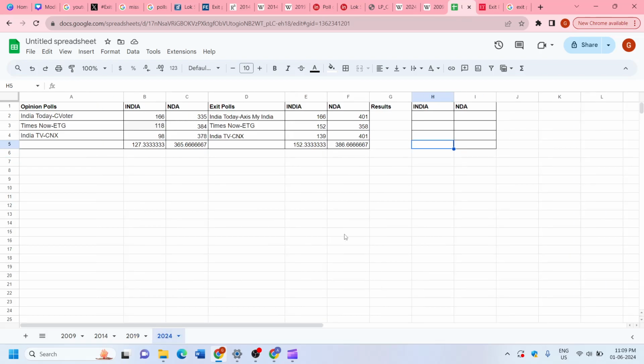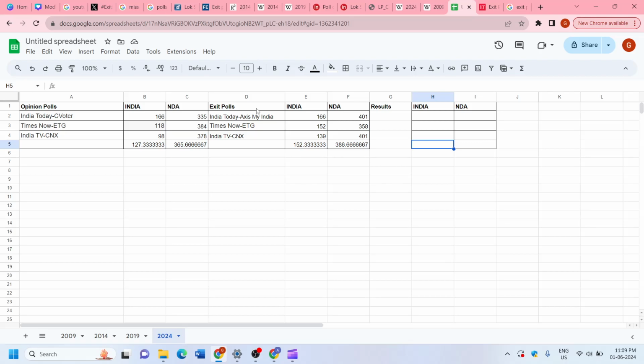Now, these are the current polls. The India Today's C voter opinion poll gave 166 seats to India Alliance and 335 to the NDA Alliance. And their exit poll, the India Today Access My India. I'm using this because both are from India Today, even though the other partner is different. They've kept the same number of seats for India, 166, but they've increased the number of seats for NDA, 401.